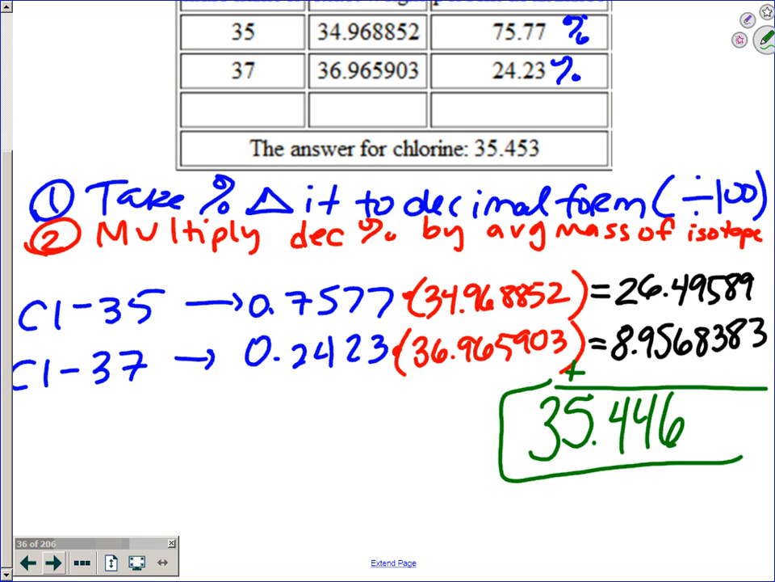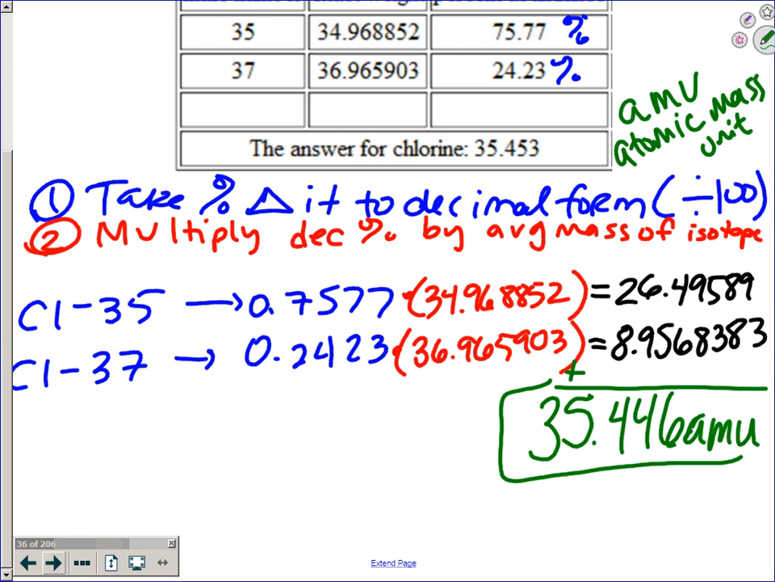This is a real atom. So we have an average atomic mass. That's called an AMU, atomic mass unit. It's a really specific unit, AMU. It's not grams, it's not kilograms, it's AMU.